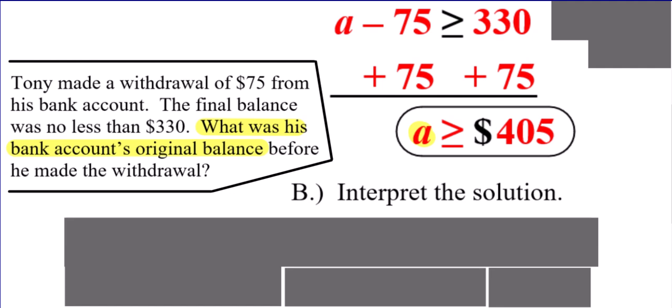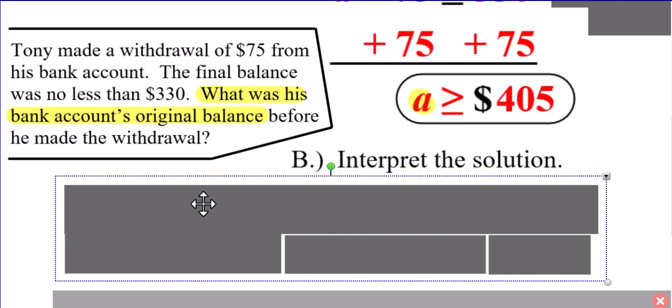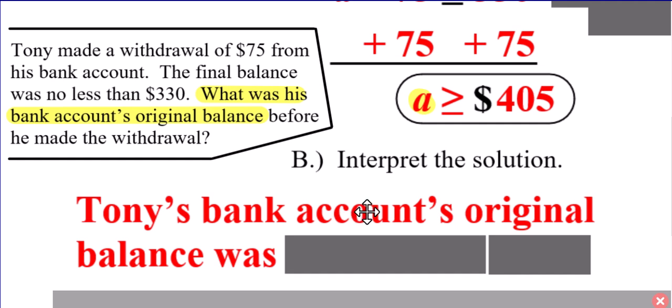So let's use those same type of words, except we're not going to use it in the form of a question. So I'm not going to start by saying what was. I'm going to create this in the way that I'm making a statement. So A is the bank account's original balance. So let's go ahead and start by saying Tony's bank account's original balance was. Go ahead and start writing that down.